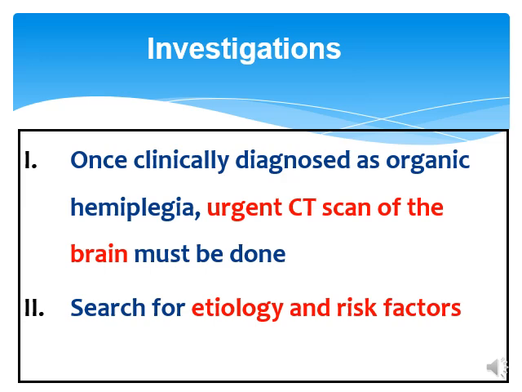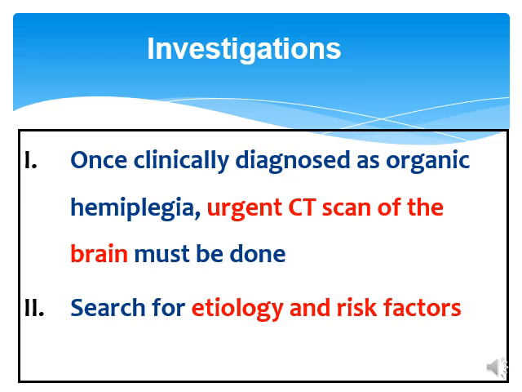So what are the investigations of this case? In the case of stroke, an urgent brain CT scan is the most important test for all patients suspected to have stroke. Once clinically diagnosed as organic hemiplegia, not functional, convergent disorder or hysterical, an urgent CT scan of the brain must be done. The CT scan should be non-contrast. I mean I don't have to give the patient contrast or dye to do the CT scan. This makes it very easy and very rapid.